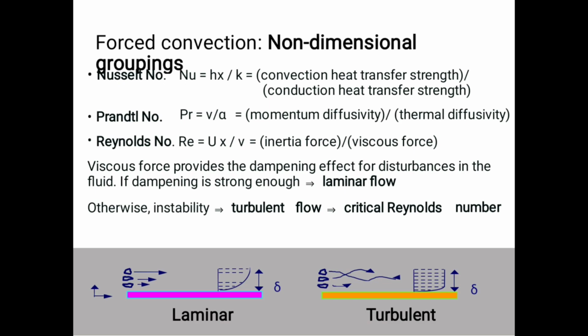This is a diagram for laminar and turbulent flow, and the Nusselt number formula. We need the Nusselt number, Prandtl number and Reynolds number. The Nusselt number formula is hx by k, that is, convection heat transfer strength by conduction heat transfer strength. The Prandtl number formula is nu by alpha, that is, momentum diffusivity by thermal diffusivity. And the Reynolds number is Ux by nu, the inertia force by viscous force.